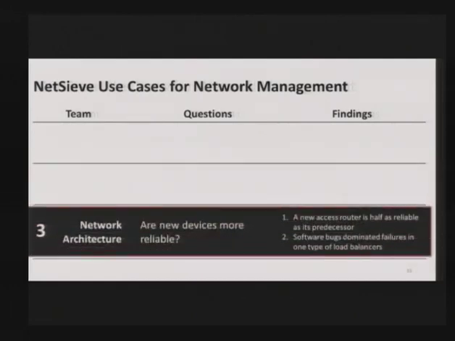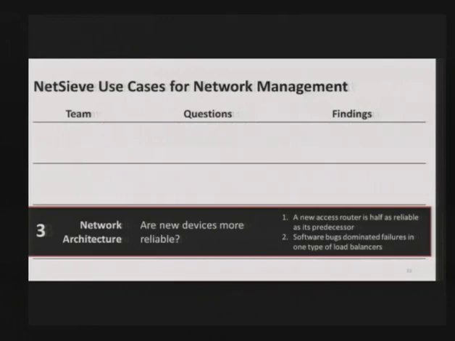And the final question was, are new devices more reliable? On one hand, these devices offer high capacity and a large number of extremely good features, but do they also exhibit higher reliability? Using NetSieve, we found 2 surprising findings. First was that a newly deployed access router, which is a kind of a routing device inside data centers, was found to be only half as reliable as its predecessor. So everyone inside the network thought they were upgrading, but in fact they were downgrading. And these devices are crazy expensive.